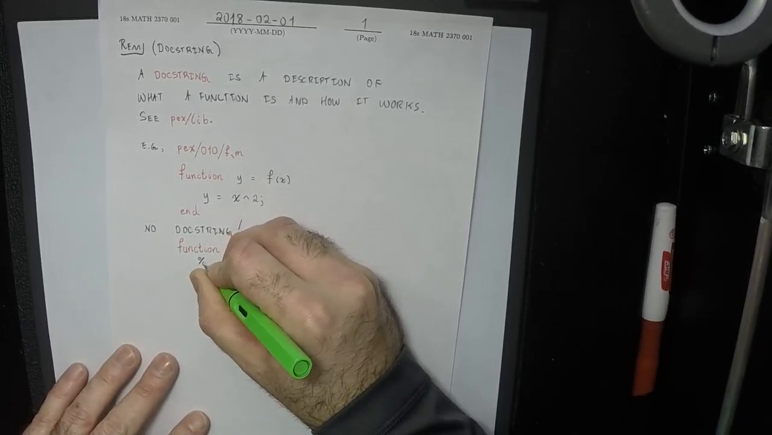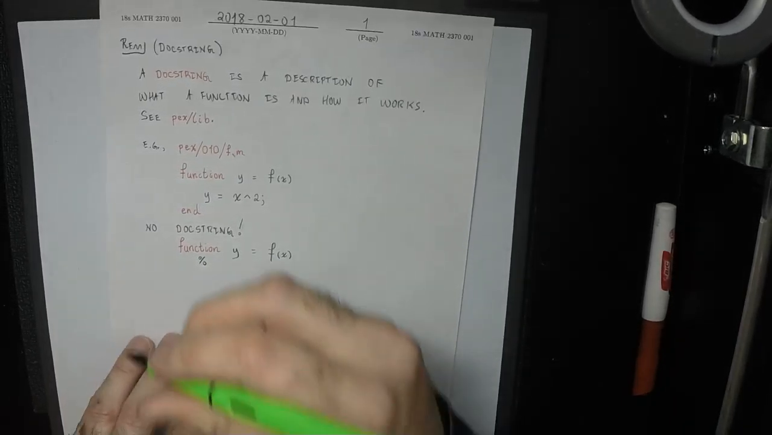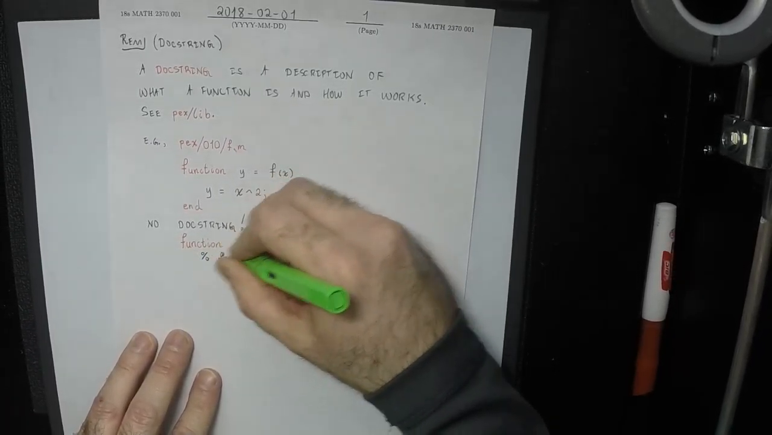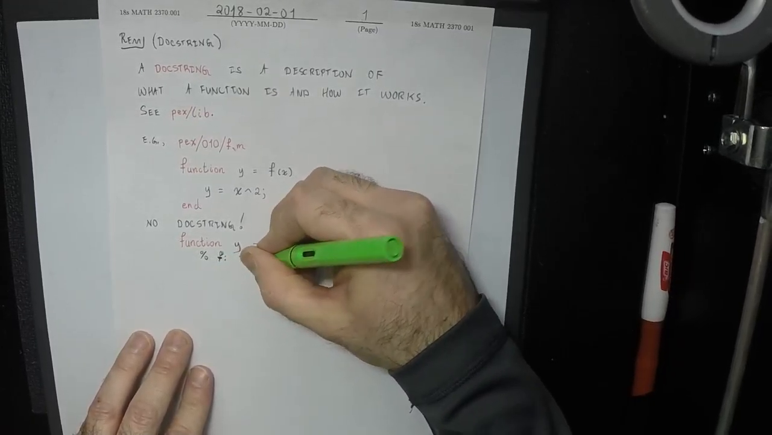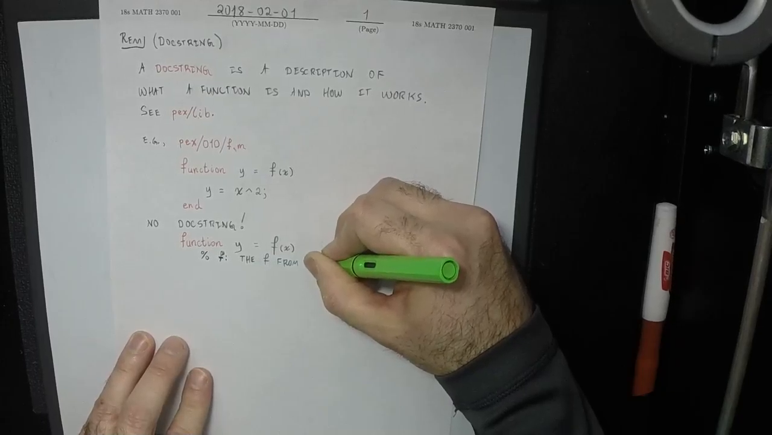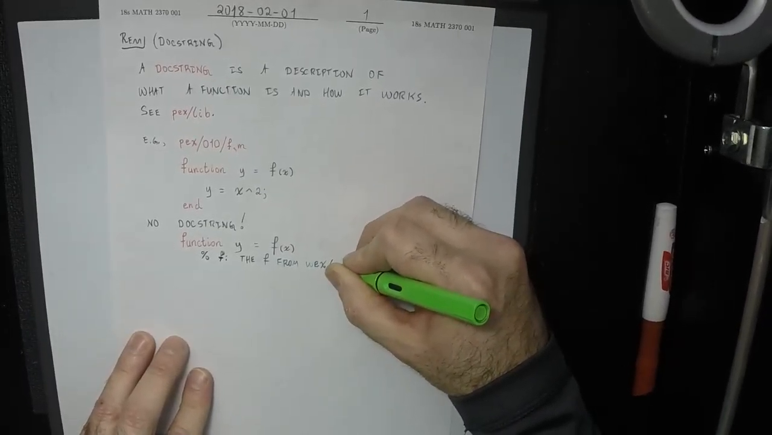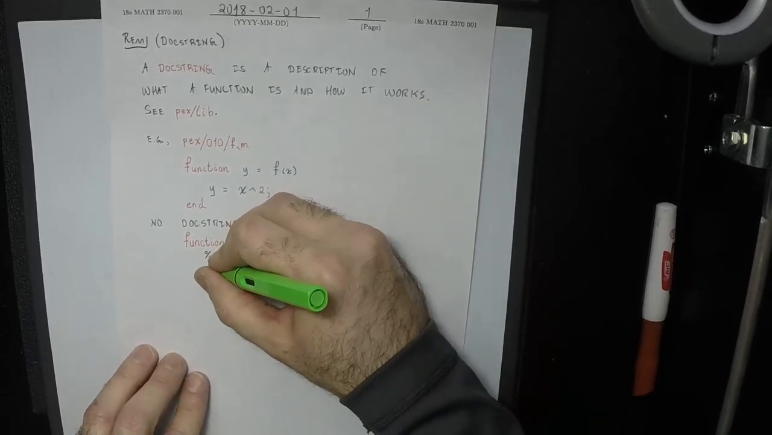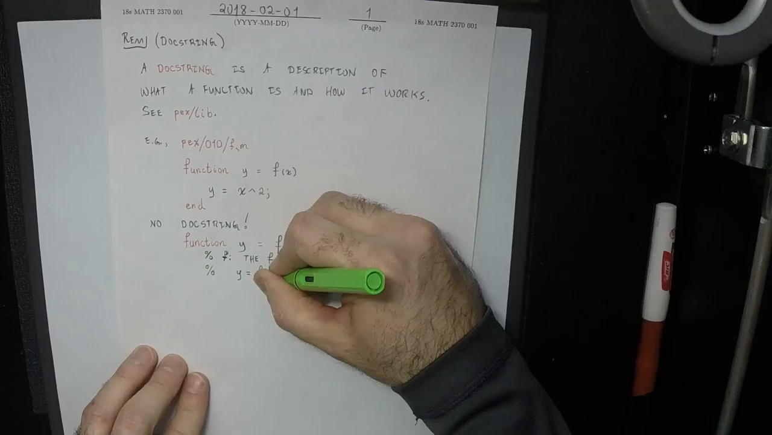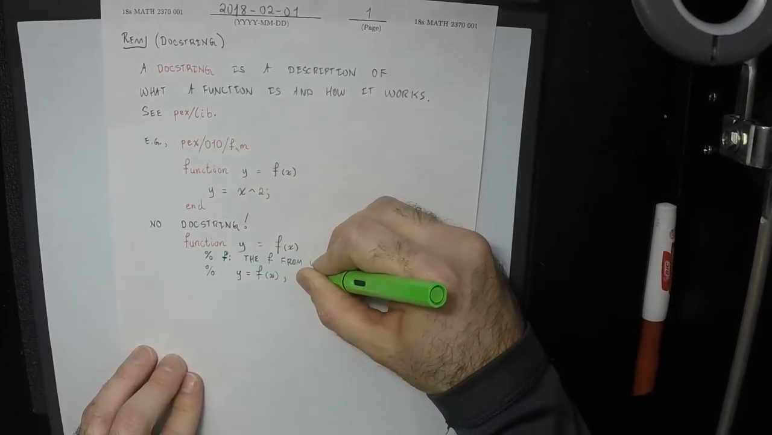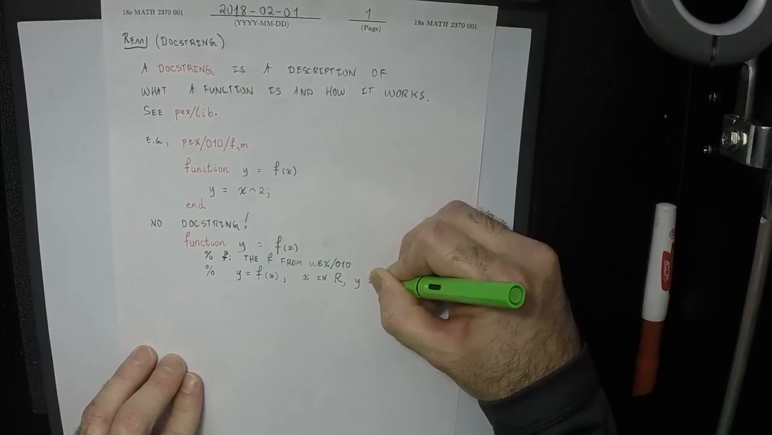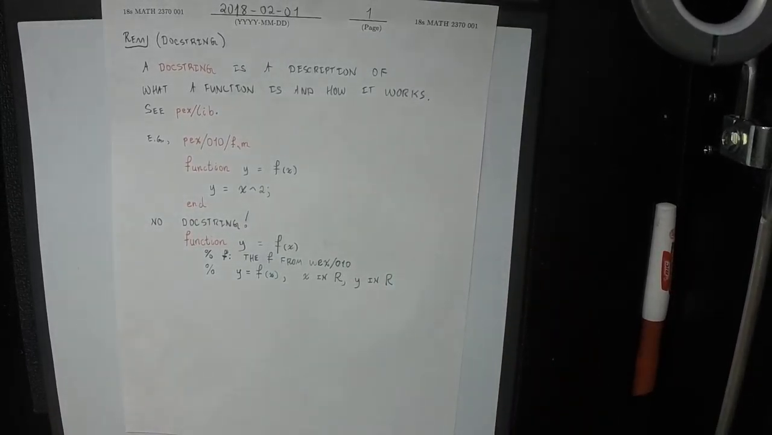So you put a percent, which means I'm starting a comment, and then you write something useful, like you say, well, the function's name is f, and then you say something neat, like, I don't know, the f from PEX 010, or whatever it was, I don't recall. And then, whatever. You could say something like, you give the signature and say, well, this is how it works. x is in the reals, y is in the reals. Something nice and descriptive. That was my hope.